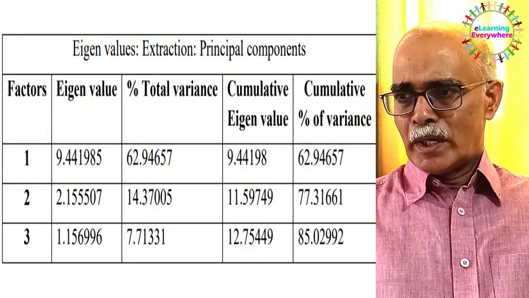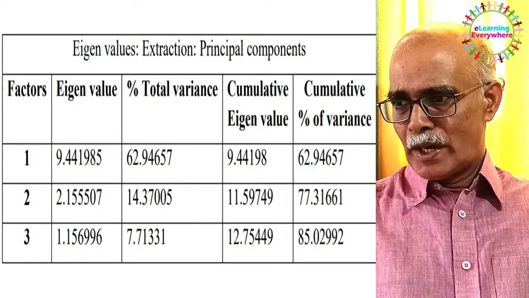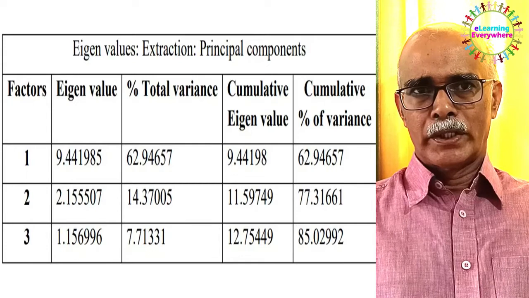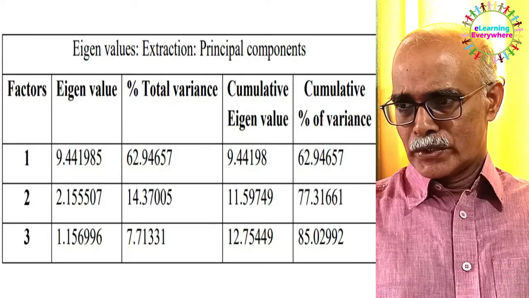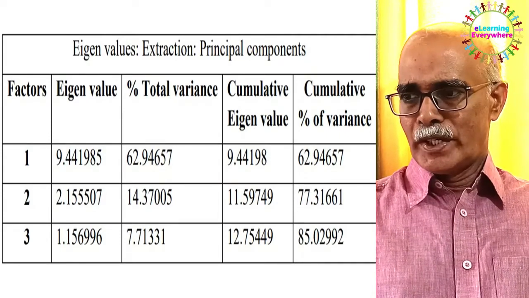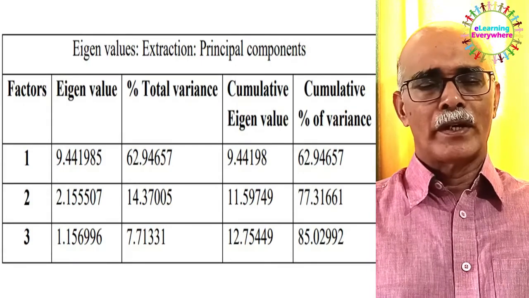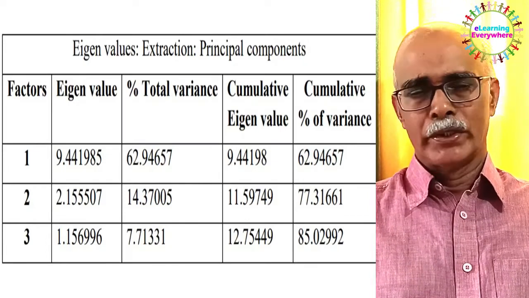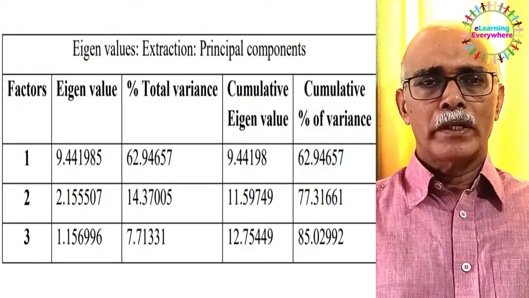So you can see from the eigenvalue table that the cumulative eigenvalue, when you are taking the sum of the eigenvalues of these three factors, is 12.75, and the cumulative percentage of variance contributed by the three factors together is 85.03%.